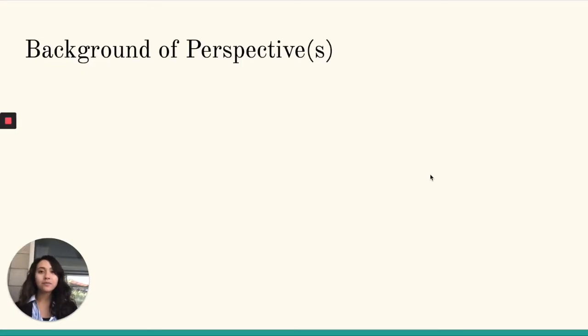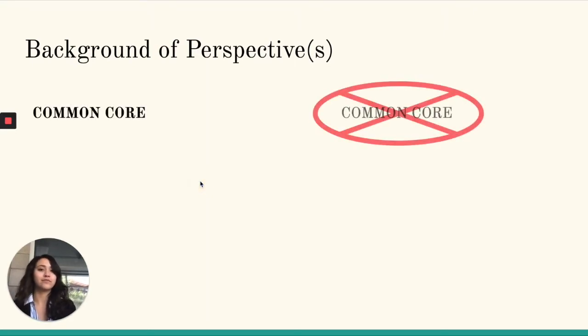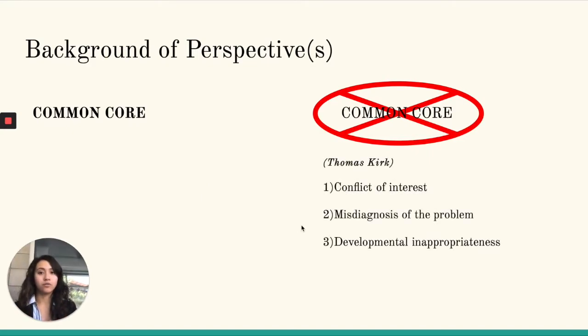So for the background of perspectives for this specific subject area, you're either for Common Core or you're completely against it. It's kind of like during Halloween where there's a group of people who really, really like candy corn and the people who really dislike it. There's not really any in between. There was an influx of articles on the dislike of Common Core, but I found Thomas Kirk's article on Common Core and the disagreements against it, and I felt like it was a really good compilation of all of the different articles that I found.